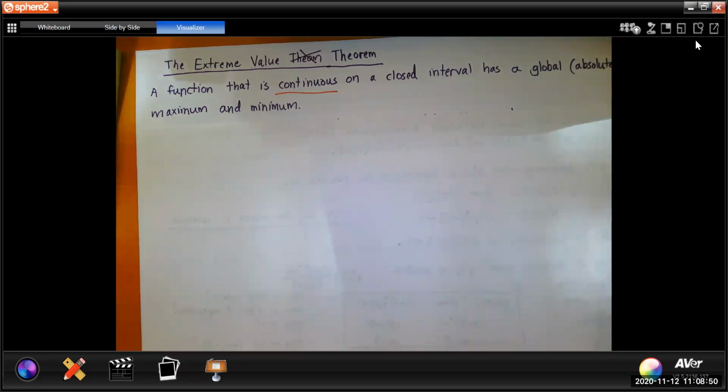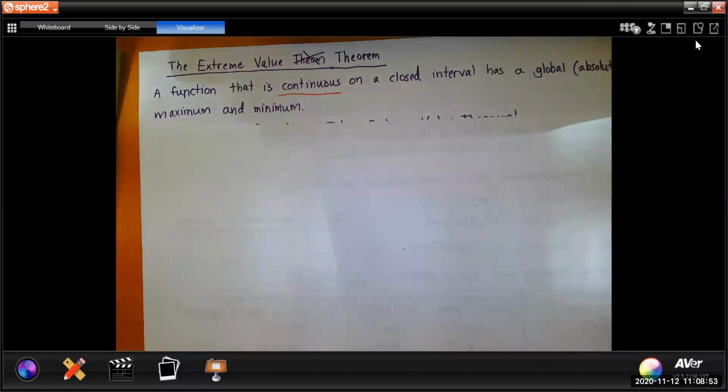So it's enough, and I underlined continuous on purpose, just to know that the extreme value theorem says if I've got a continuous function on an interval, a closed interval, that function must have a global or absolute highest point, a maximum, and a global or absolute lowest point, a minimum. It's going to happen no matter what the function is, so long as the function is continuous on the interval.